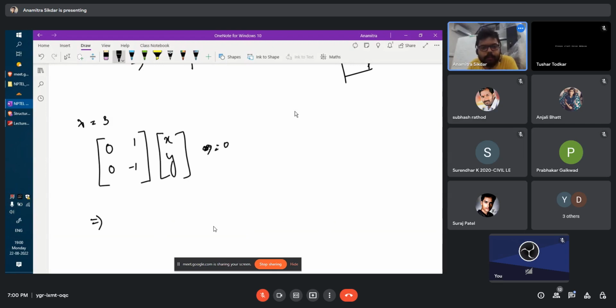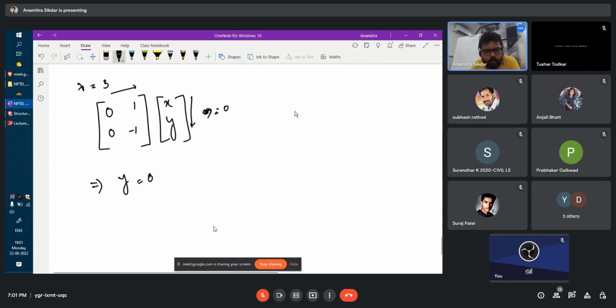The first equation will be y equal to 0, and the second equation will be minus y equal to 0, right? So what is the line in a Cartesian plane? Say for example, if this is y and this is x, what is the line, or what is the vector, where y becomes 0? What is the vector? What is the line?